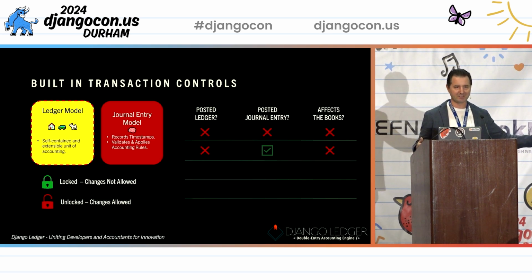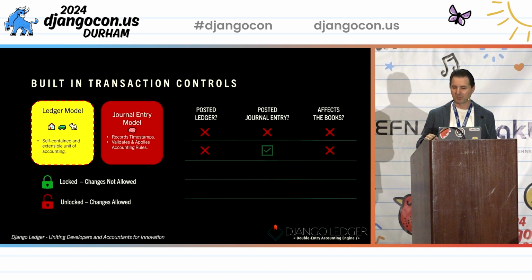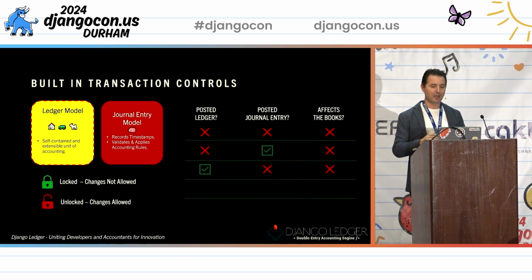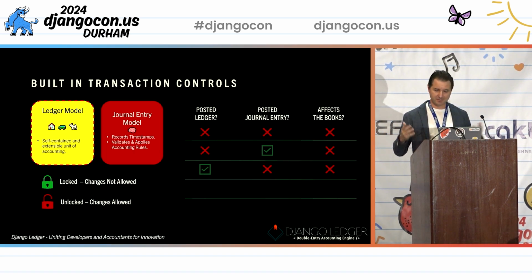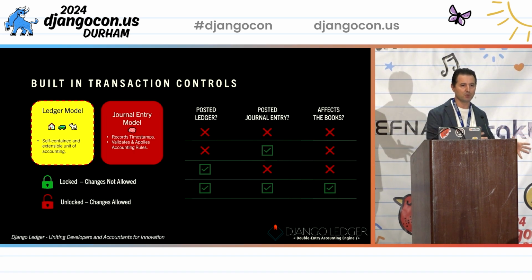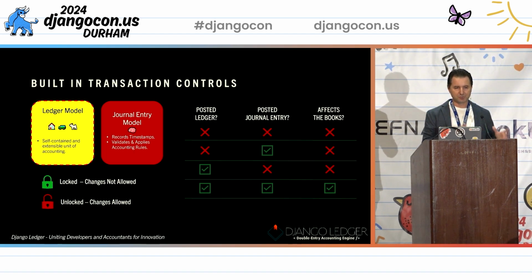The other option is, let's post the journal entry so we can see it in the financial statements, but don't post the ledger. The ledger is still away from the books, so that does not affect the books. The other option is you post a ledger, an empty ledger, without any journal entry being posted. That does not affect the books either. But in the end, anything that hits the books, you want to be posted. And there are controls built into Django Ledger that will let you control this flow of posting information into the ledger.